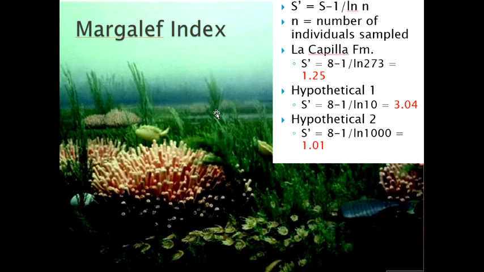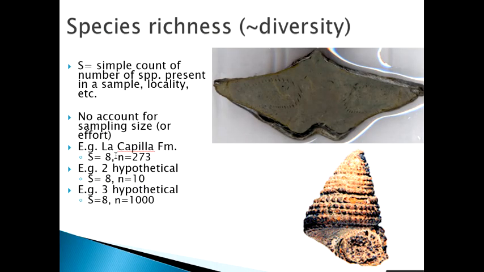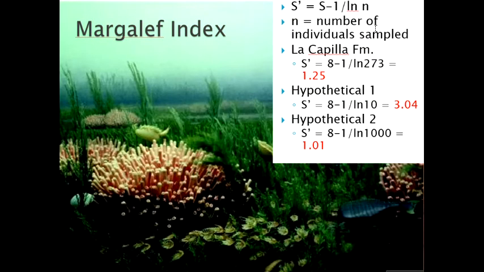The first one that I want to talk about is the Margalef index, and sometimes I denote it as S prime, or sometimes it's just written as S or Margalef. Here it is calculated by the very simple formula of S, species richness, minus 1, divided by the natural logarithm of n, where n, lowercase n, is the number of individuals sampled. So you see there that just by doing the counting process, number of species, number of individuals, you have the data needed to plug in to this formula.